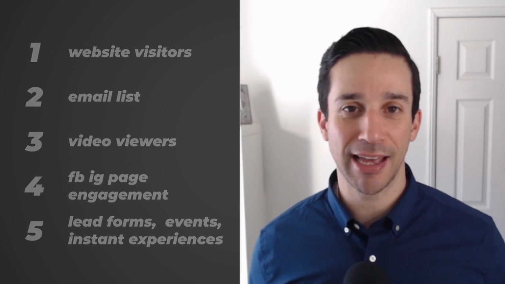So you can slice and dice that any way you want, and you can even get a little bit more specific with every single one of those. So for example, for the Instagram and Facebook page engagement, right, you can target people, for example, who have simply engaged with your page in any way, shape, or form, or you can more specifically go after people who have engaged with your page in a specific way, such as they sent you a message.